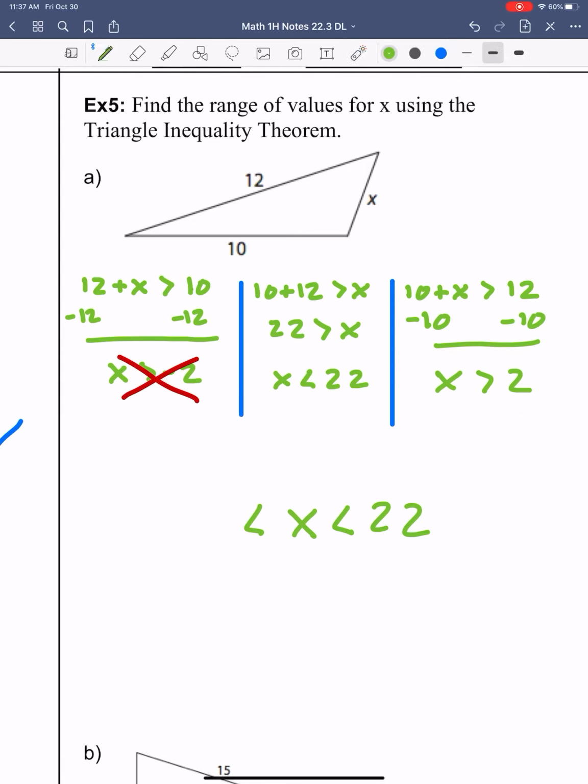So x has to be greater than 2, and I'm going to write that as a compound inequality. Maybe you remember those from a couple of units ago. Okay, and so this would be the range of outcomes. Basically, I'm saying that x has to be in between 22 and 2 because it needs to be less than 22, greater than 2. If it's a number in this range, then I will be able to have a triangle. And if it's not, then these sides would not connect and it would not satisfy the triangle inequality theorem.